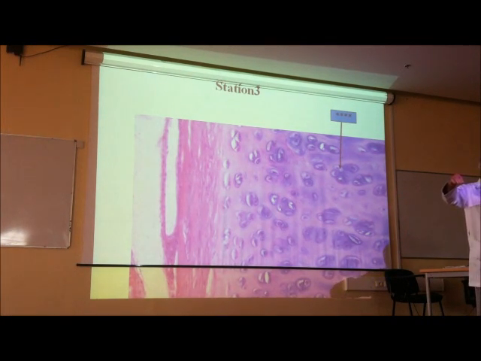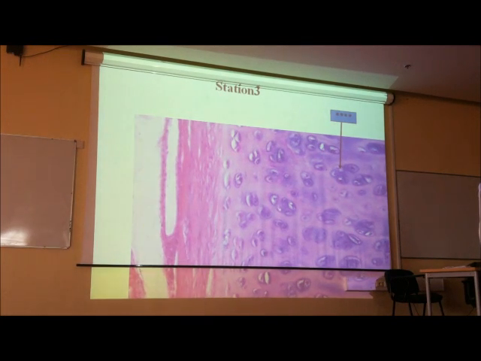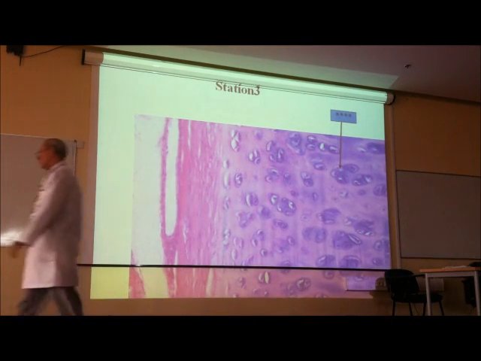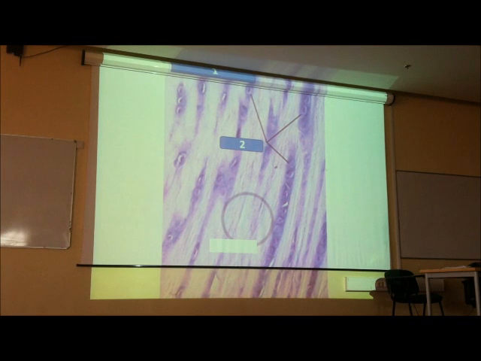So hyaluronic acid, proteoglycan is just like a bottle brush, formed of a core protein to which glycosaminoglycans are attached. Where can you find this cartilage? Articular cartilage. What is the site of hyaline cartilage not covered by perichondrium? What is the site?